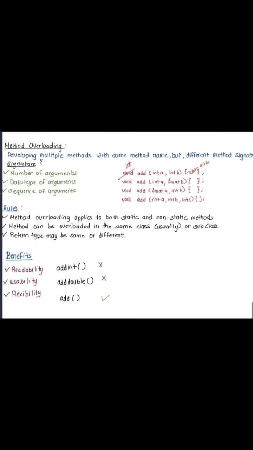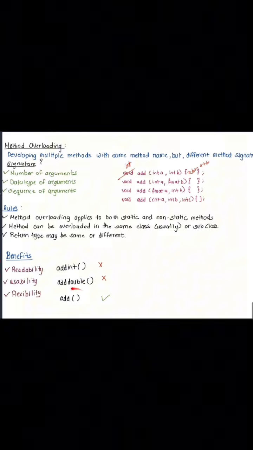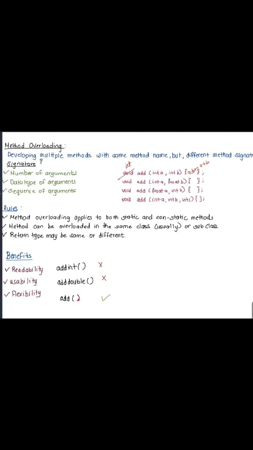Now if you want to add two integers, you can give a method name as add int, or if you want to add where the result would be in decimal, you can give it as add double, but it is not very convenient, or let's say it is not very significant. So if you know that you want to add, you're just going to give a very simple name, say add, and this add method can be written multiple times. I mean, you can overload this method add by either changing the number of parameters or the data types of the parameters or the sequence of parameters.